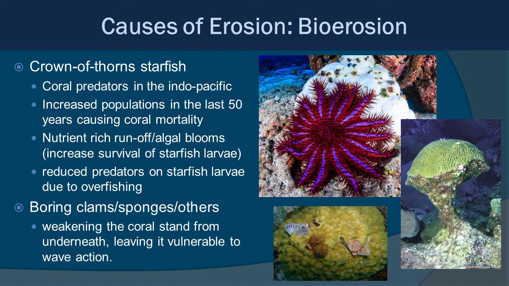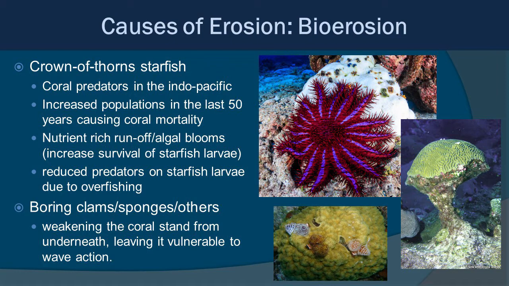Crown of thorns sea stars are also an impact on corals. These are coral predators in the Indo-Pacific, and they have increased their population in the last 50 years, causing additional coral mortality. Now, there's a couple reasons for this. First of all, nutrient-rich runoff has allowed a lot of algae blooms in these areas, and that has increased the survival of sea star larvae. Also, due to overfishing, we've reduced the predators on sea star larvae. So essentially, we have more sea star larvae coming to full adulthood.